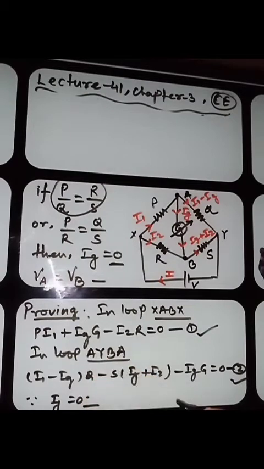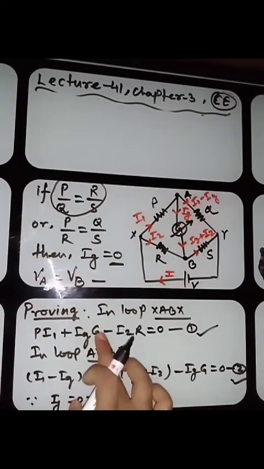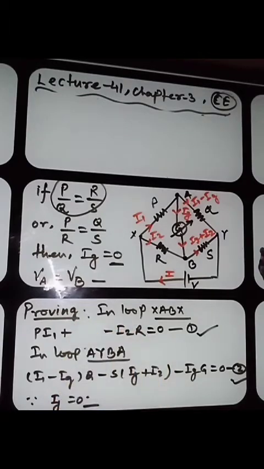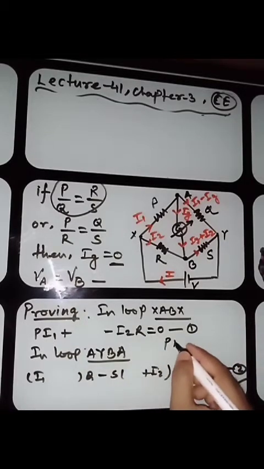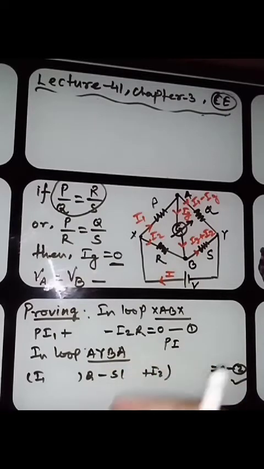Equation 1 becomes, if it is 0, I hope you have noted down. Directly I can prove it over here also. If it is 0, then this will go. If it is 0, then this will go. If it is 0, then this will go. Now you can see this also. You can see P I1 is equal to I2R from here. Remember, you will write this in the next steps. Don't erase it.